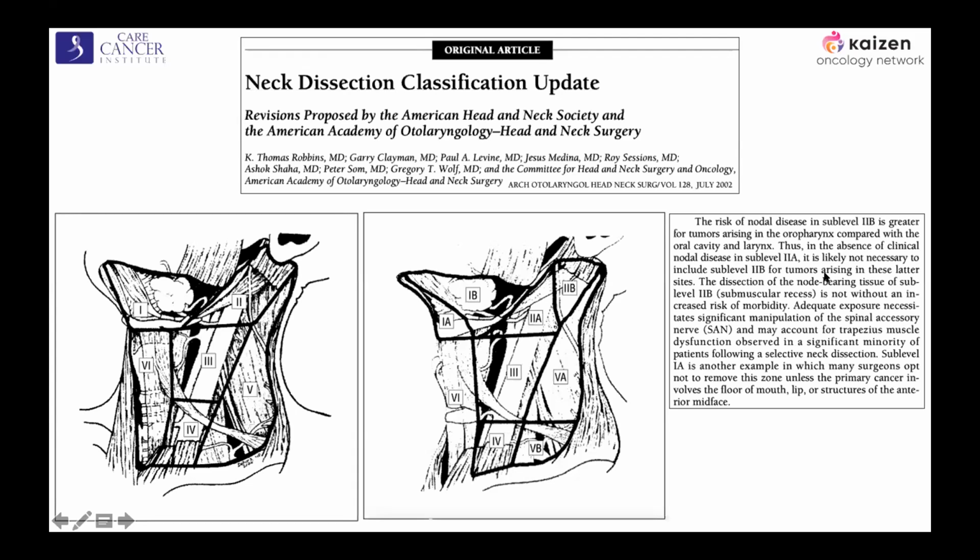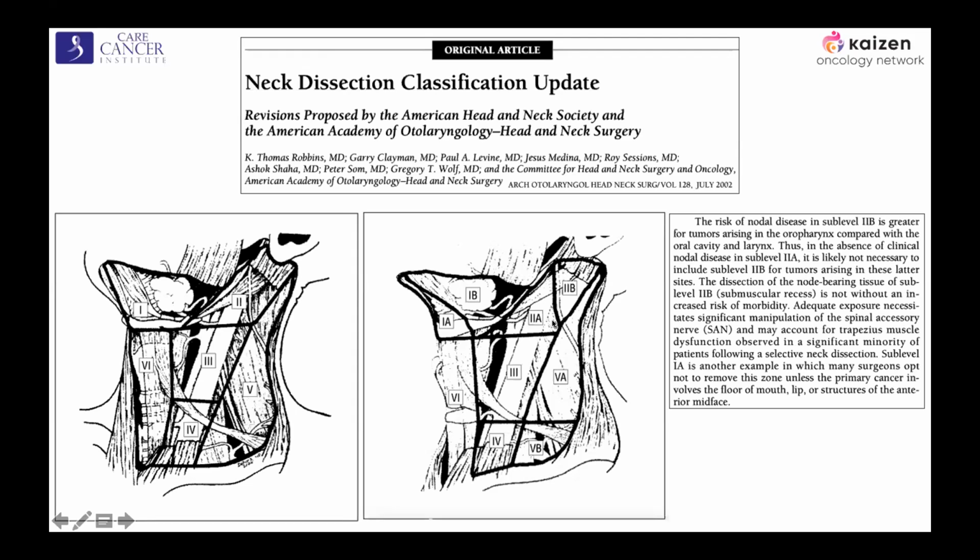So in level 2B, usually you have nodes coming from the oropharynx and nasopharynx, whereas in level 2A, you have nodes mostly coming from the oral cavity, larynx and also hypopharynx. So oral cavity, larynx and hypopharynx, like I mentioned, usually go to 2A. They don't usually go to 2B unless 2A is involved. So the implication of this subdivision was that if you have a patient with oral cavity or larynx cancer who doesn't have a 2A node, then it's immaterial to do a surgery for 2B, because the surgery for 2B comes at the cost of the morbidity of injuring the spinal accessory nerve.